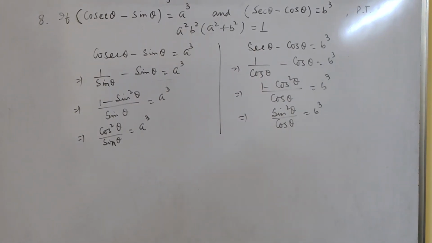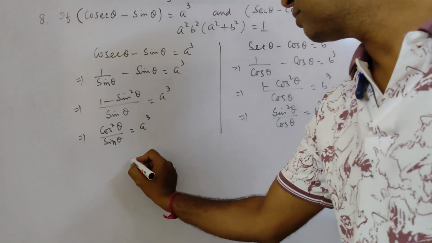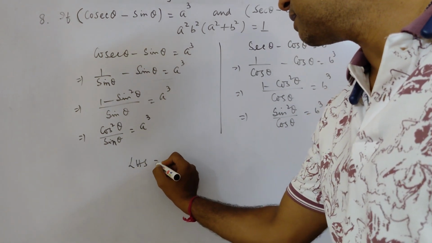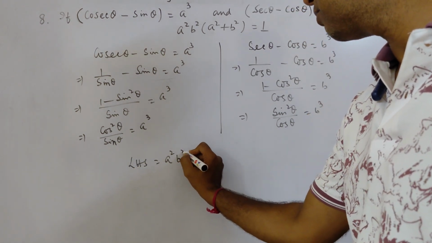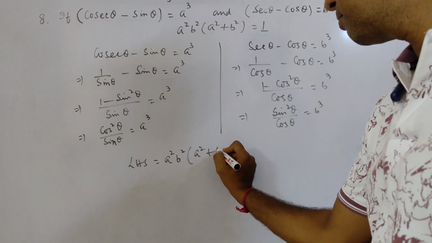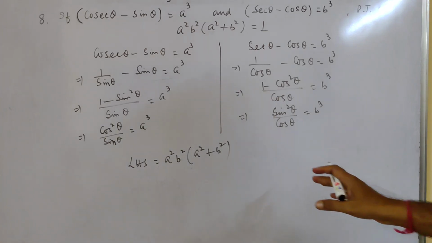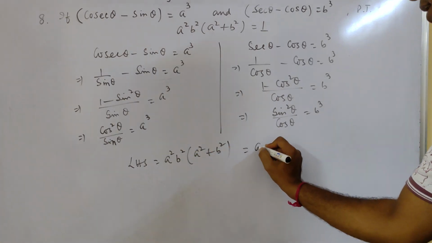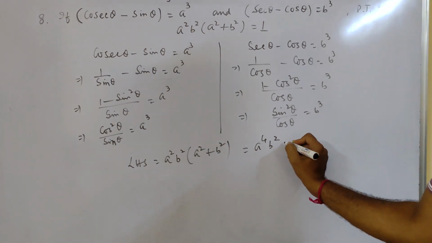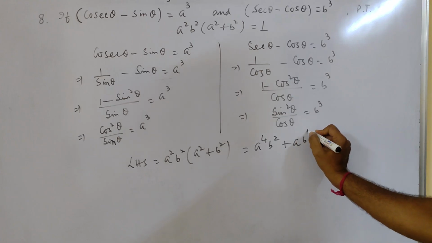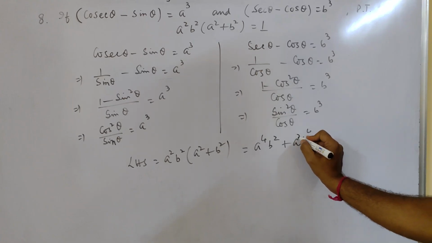Now come to the left hand side of this problem. So left hand side is equal to a square b square into a square plus b square. Fine. So what we may write here? Just multiply. So we may write a to the power 4 b square plus a square b to the power 4.